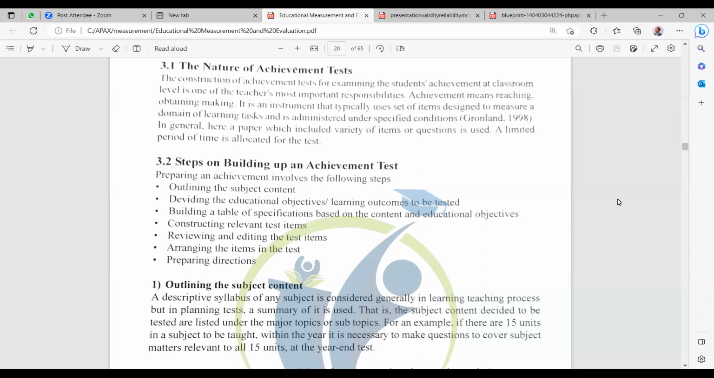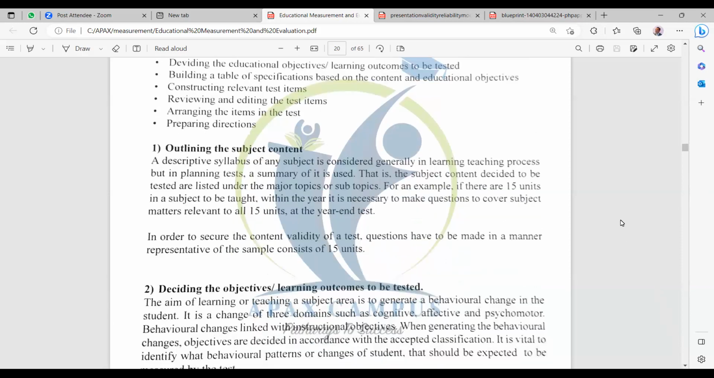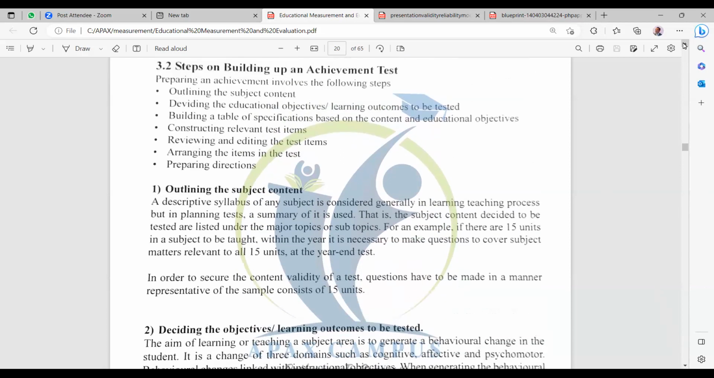So these are the steps on building up an achievement test. You can see 7 steps: outlining the subject content, dividing the educational objectives or learning outcomes to be tested, building a table of specification based on the content and educational objectives, constructing relevant test items, reviewing and editing the test items, arranging the items in the test, preparing directions. So those are the 7 steps. You can easily understand what happens in these 7 steps. So let's see one by one.